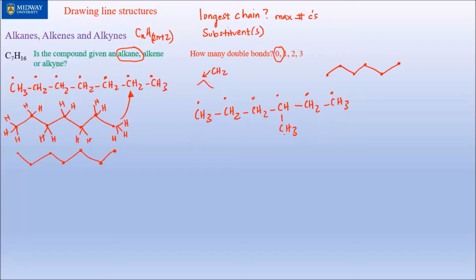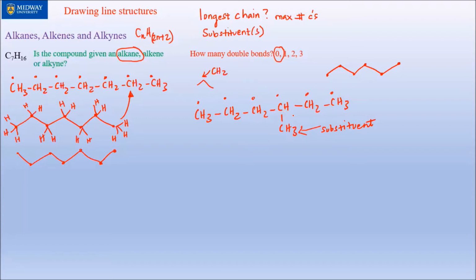On this side, this is a substituent. Whatever is hanging off of a long chain is called a substituent. So I'm going to write the word substituent because we only have one substituent on the long chain. So 1, 2, 3, or 1, 2, 3, 4. From this side is the 4th carbon. From this side is the 3rd carbon.